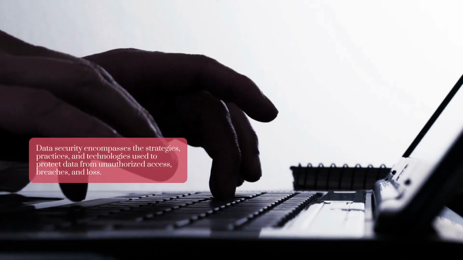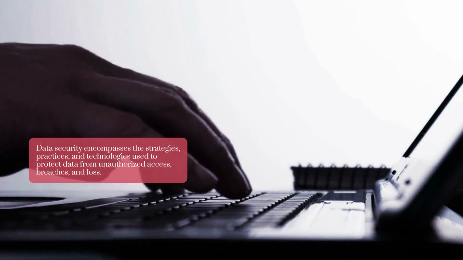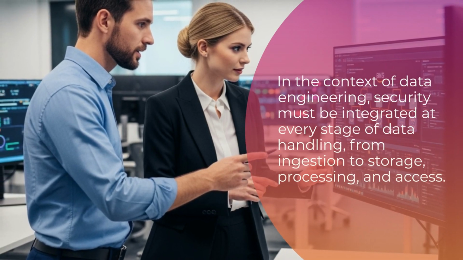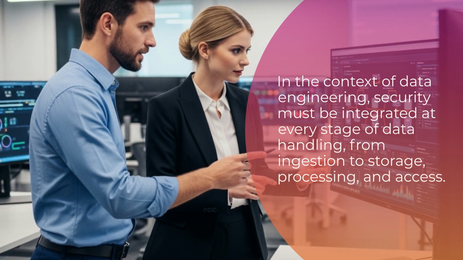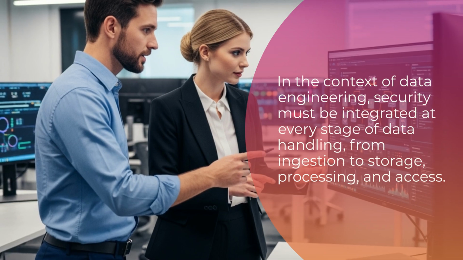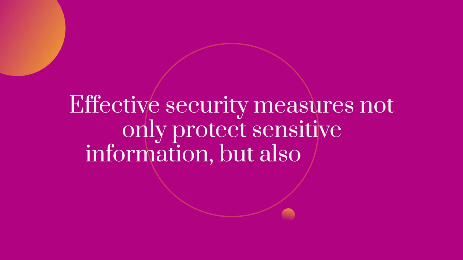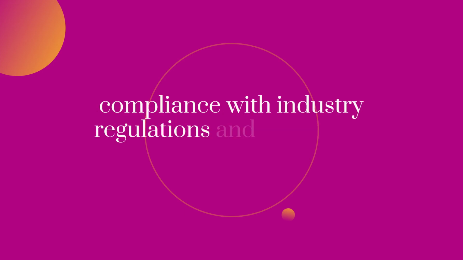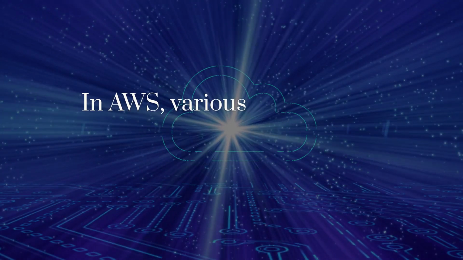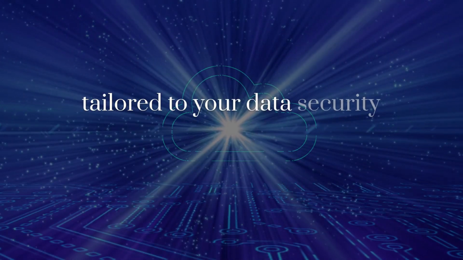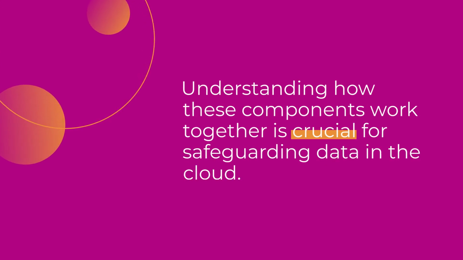Understanding data security. Data security encompasses the strategies, practices, and technologies used to protect data from unauthorized access, breaches, and loss. In the context of data engineering, security must be integrated at every stage of data handling, from ingestion to storage, processing, and access. Effective security measures not only protect sensitive information, but also ensure compliance with industry regulations and standards. In AWS, various services and features help implement robust security practices tailored to your data security needs. Understanding how these components work together is crucial for safeguarding data in the cloud.